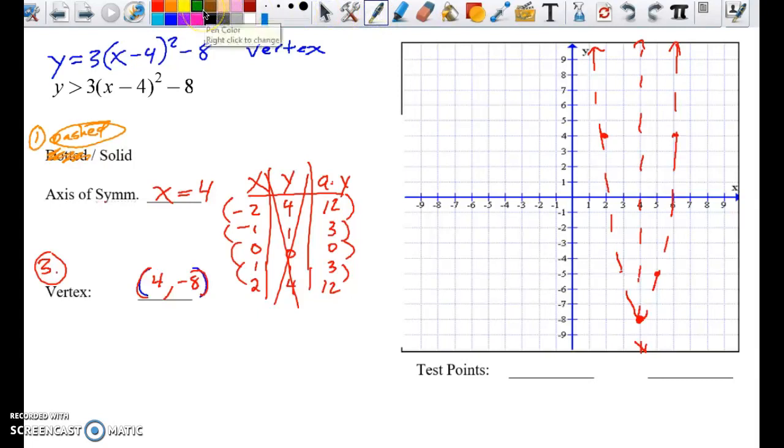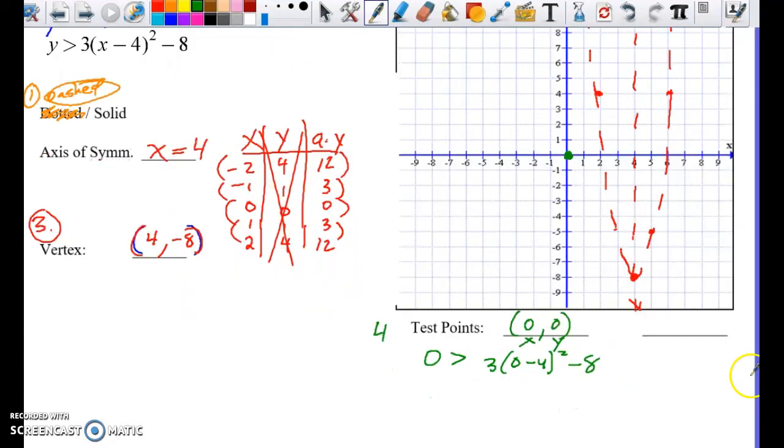All right, the fourth step is down here, the test points. I have to test a point to see whether it's inside or outside the parabola. So I'm going to test the point (0, 0). You don't always have to do that, but I'm going to just do that to make it easy. And I'll plug it into the inequality up at the start: 0, y is greater than 3 times (0 minus 4) squared minus 8.